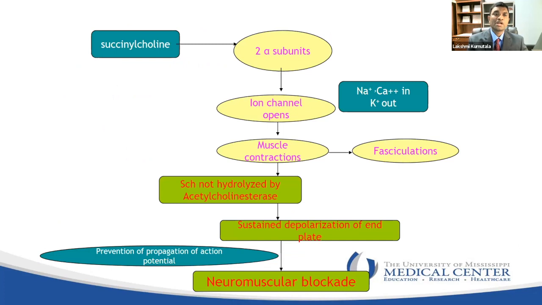This is the slide showing how succinylcholine affects the neuromuscular junction. Succinylcholine binds to the 2 alpha subunits of the acetylcholine receptors, and the ion channel opens, causing sodium to get in and potassium to go out. It causes muscle relaxation and produces fasciculation. Succinylcholine is not hydrolyzed by acetylcholinesterase at the neuromuscular junction, so sustained depolarization of the end plate occurs and neuromuscular blockade happens.